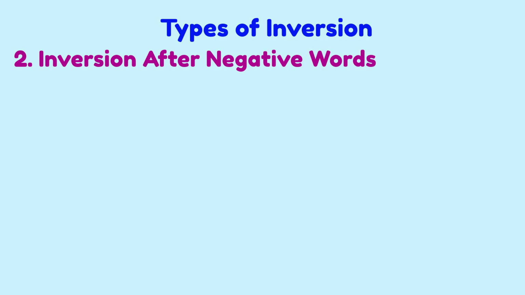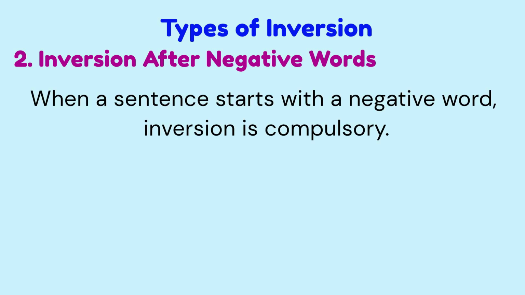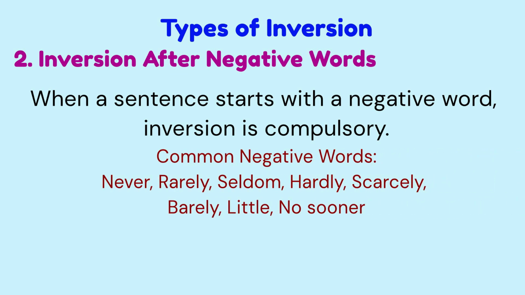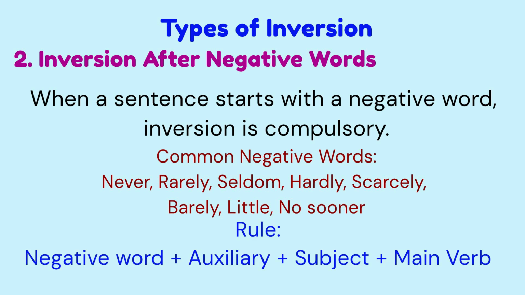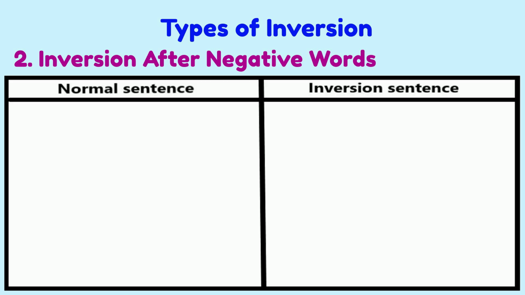Inversion after negative words. When a sentence starts with a negative word, inversion is compulsory. Common negative words are never, rarely, seldom, hardly, scarcely, barely, little, no sooner. Its rule is negative word plus auxiliary plus subject plus main verb. Now, let's discuss examples of normal versus inversion sentences.